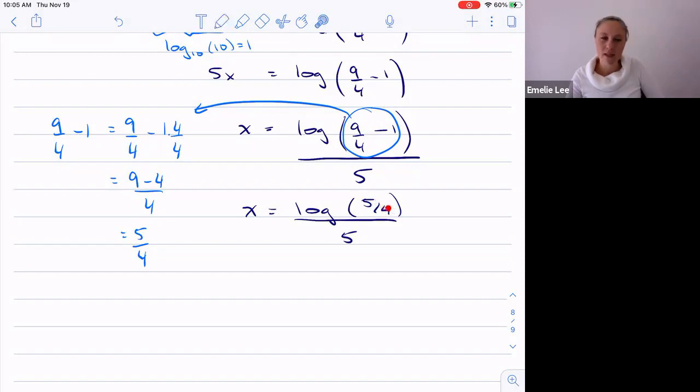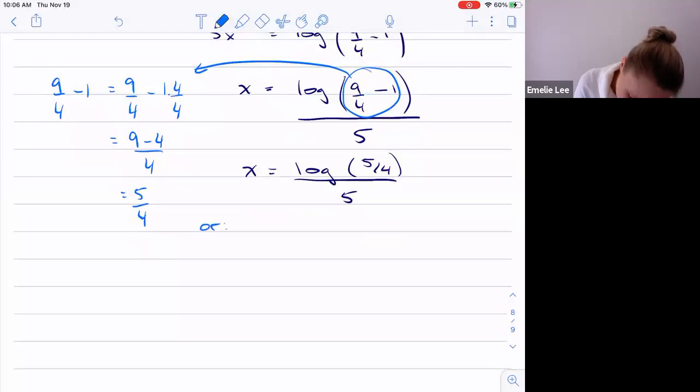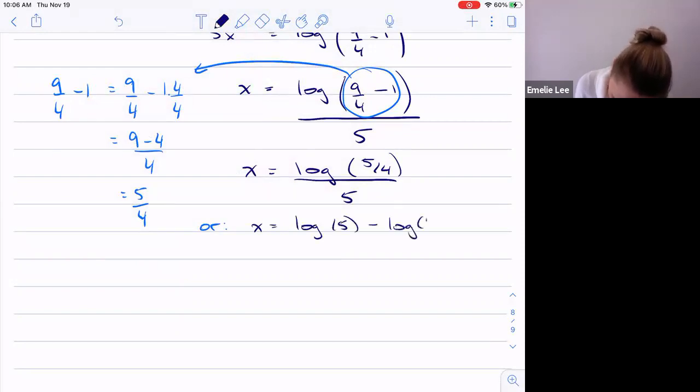We could expand this, right? That's the log of 5 minus the log of 4, right? If I'm dividing inside, then I can break it out. Right, so it just depends on if your calculator, if you want to do 5 over 4 and then the log of it, or if you want to do the log of 5 minus the log of 4. Or, if we want to, x is the log of 5 minus the log of 4, all divided by 5.